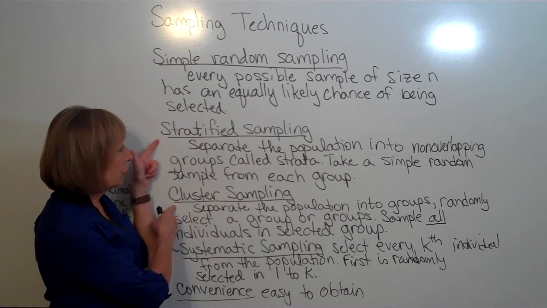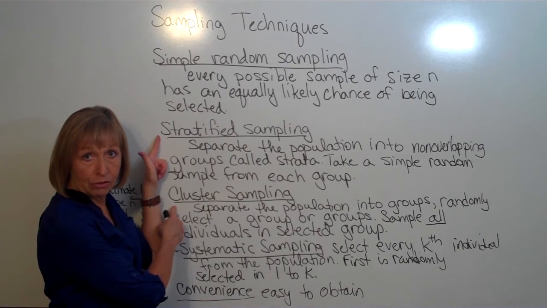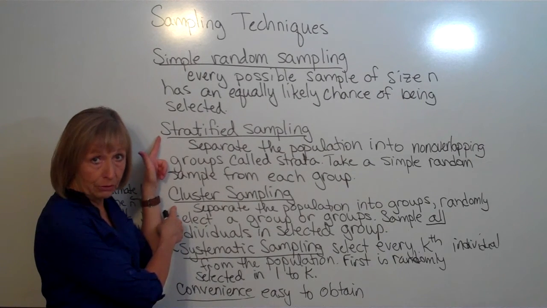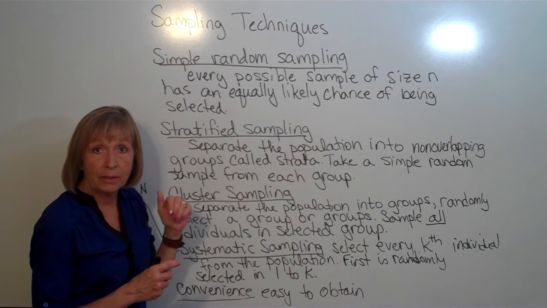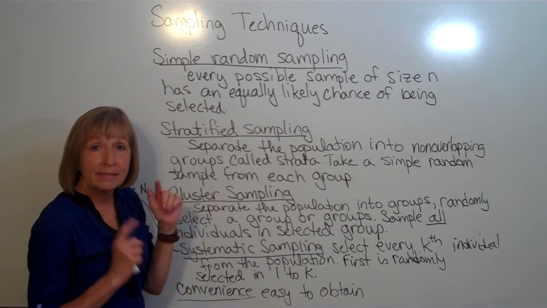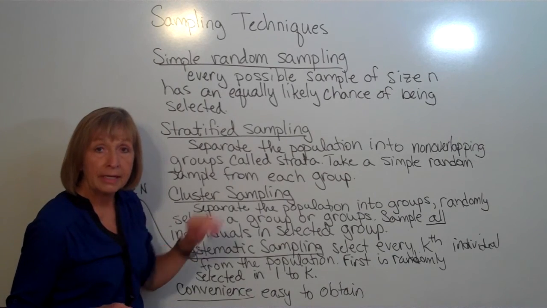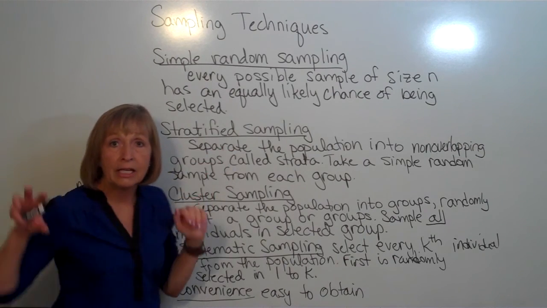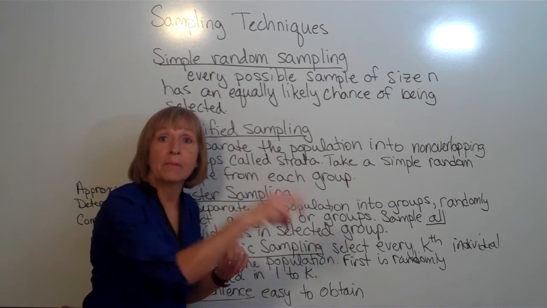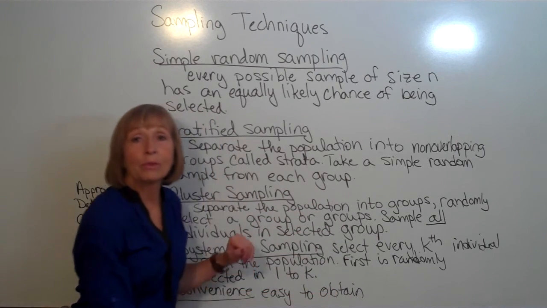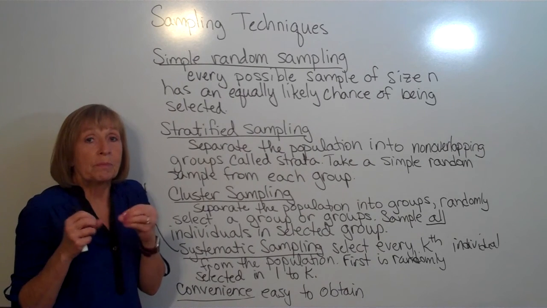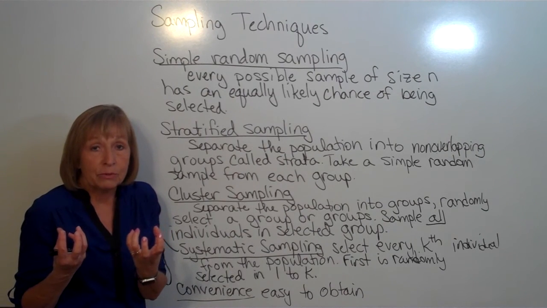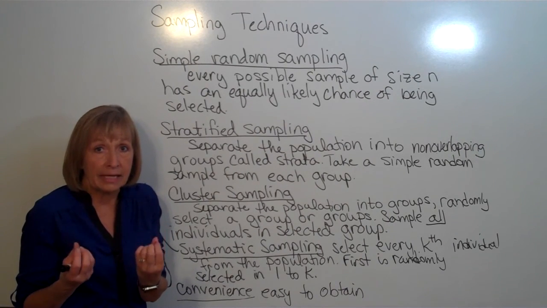So these two, the stratified and the cluster, are the ones that are the easiest to get confused. We're breaking them both, taking the population and breaking them up into groups. The difference that you have to look for is in stratified, you're sampling some out of every group, and with cluster, you're grabbing a few groups but then sampling all of the individuals within those selected groups.